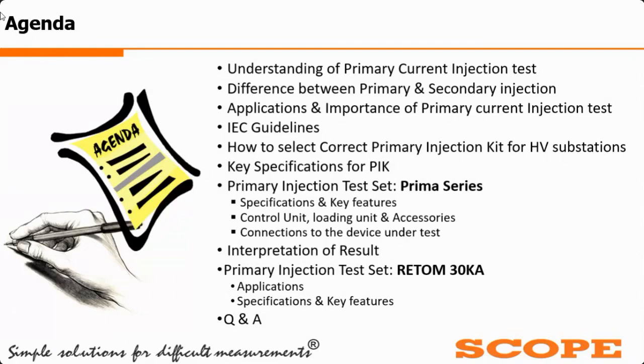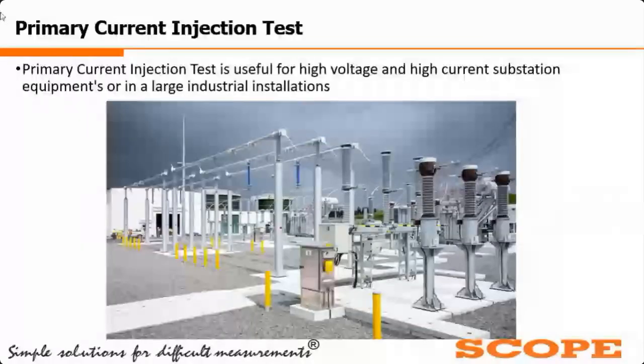And in that session, the first question arising in your mind is what is primary current injection. On high current and high voltage substations or equipment like current transformer or circuit breaker or relays, other tests are important, like heat run test or loose connection test or bus bar.